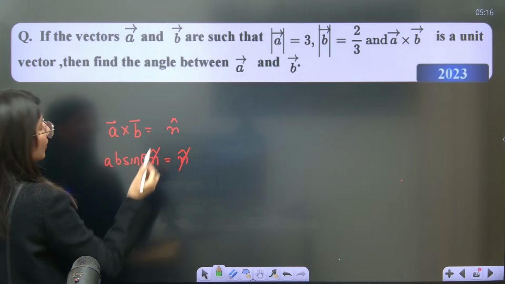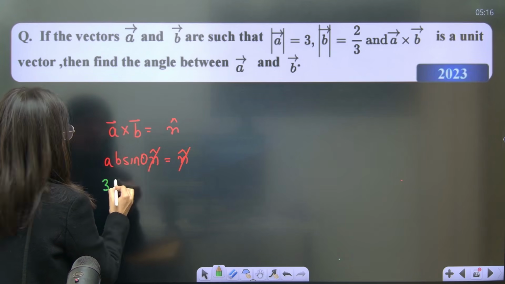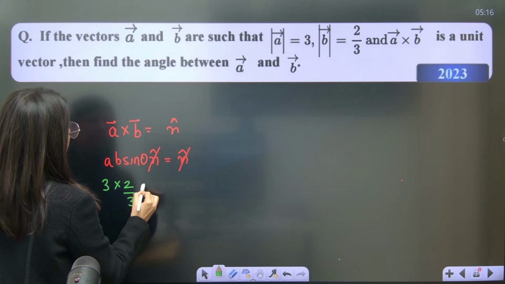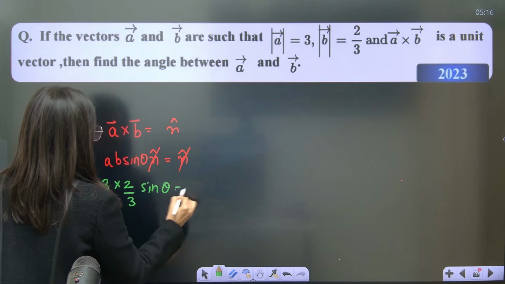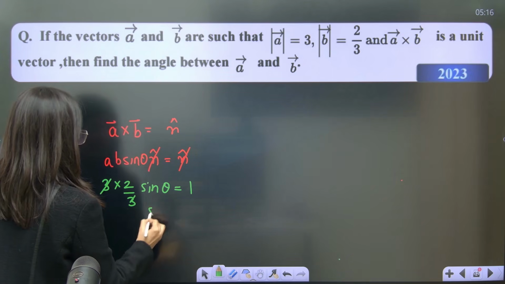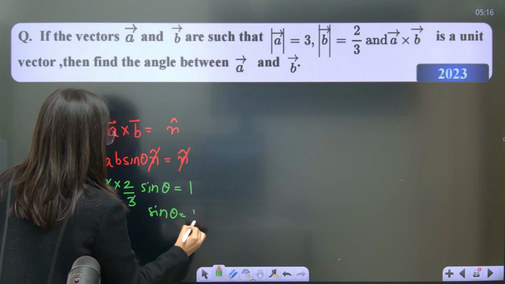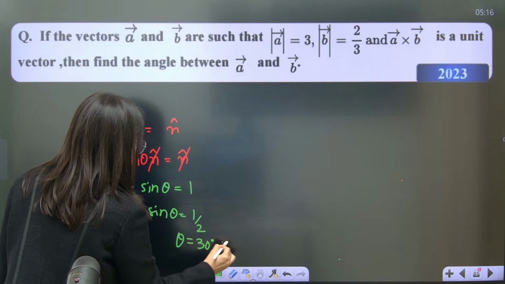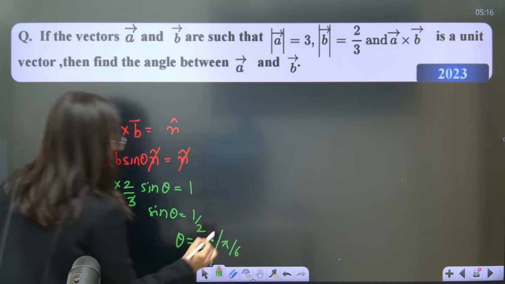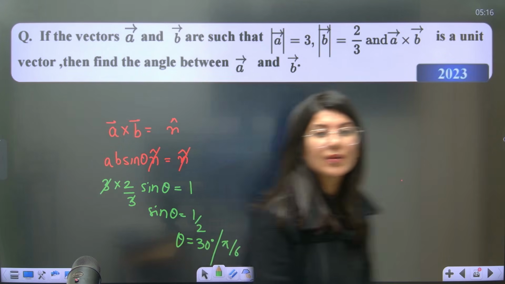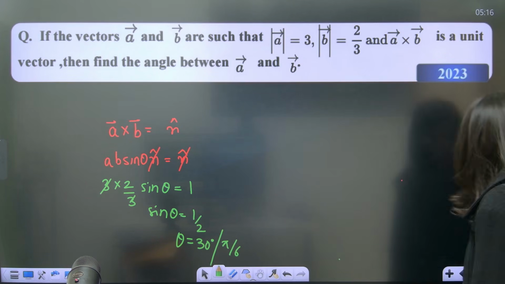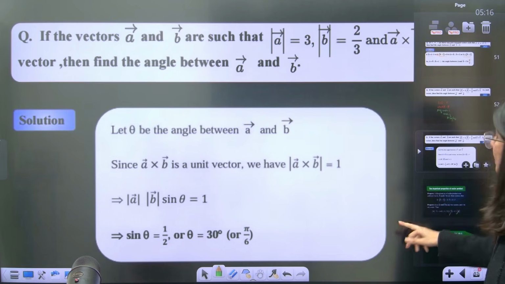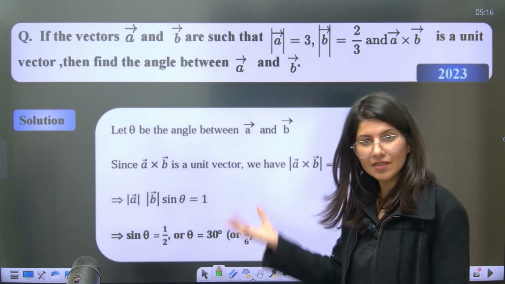Now magnitude of A is 3, magnitude of B is 2 by 3, sine theta, which we do not know, equals 1. Clearly 3 cancels, sine theta being half. Sine theta half means theta being 30 degrees or pi by 6. Okay, so this is how it is done. Easy question. Because you always ask me, ma'am, how to present. This is how you present.